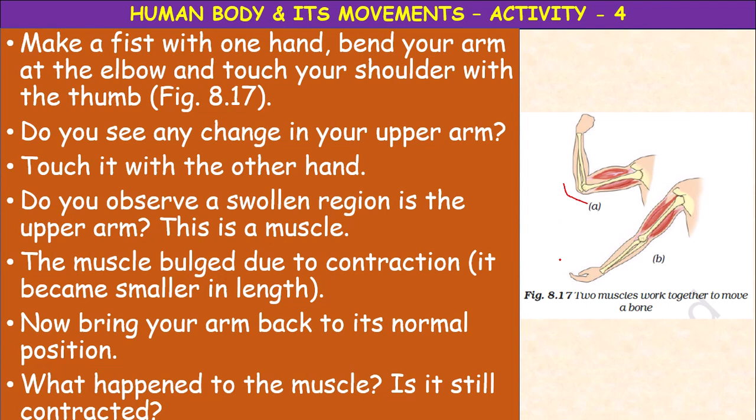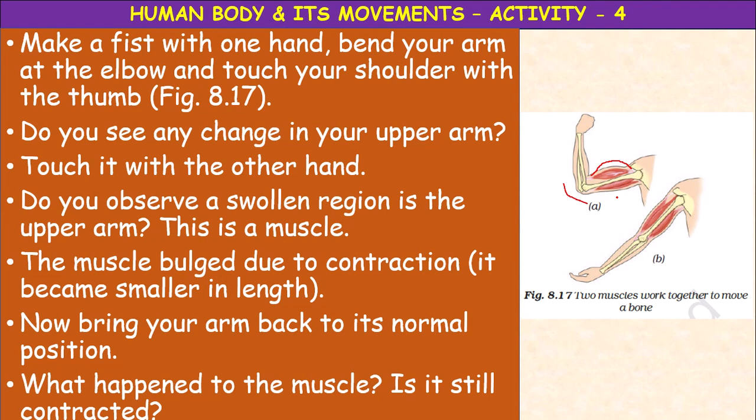So, do you see any change in your upper arm? Touch it with the other hand. Okay, you can see this. This is the portion which bulges out. Do you observe a swollen region in the upper arm? Yeah. This is a muscle. What do you call that? A muscle. The muscle bulged due to contraction. Contraction means it became smaller in length.